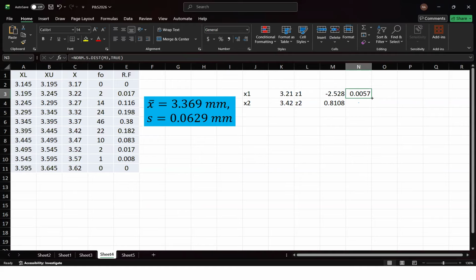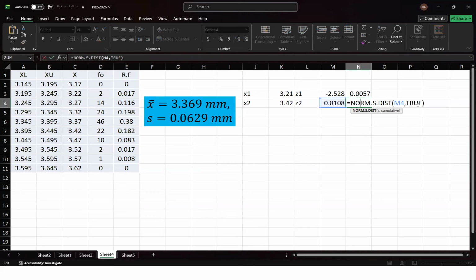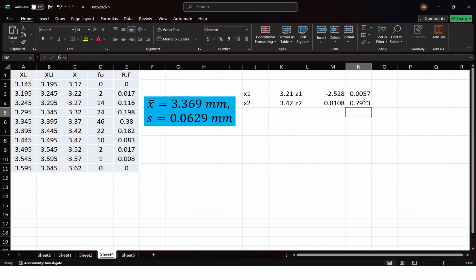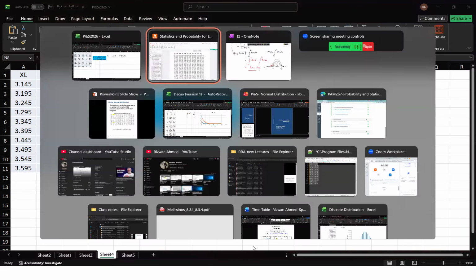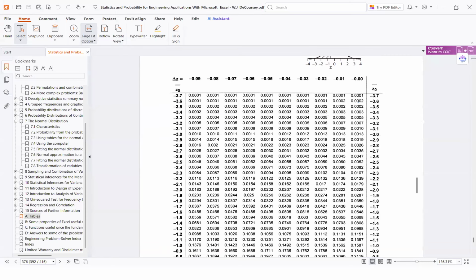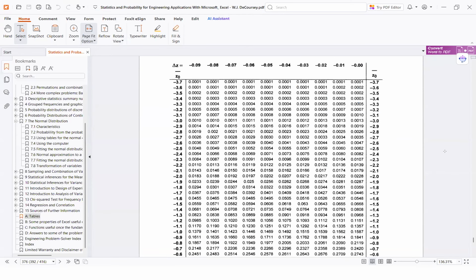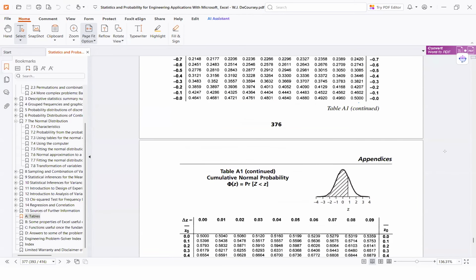I will calculate phi of z2. So this is a matter of repeating the calculation. So this value refers to normal distribution function cumulative to 0.81, so 0.7913. Let's see that one from the book as well. So it is going to be on the second page with the positive values.